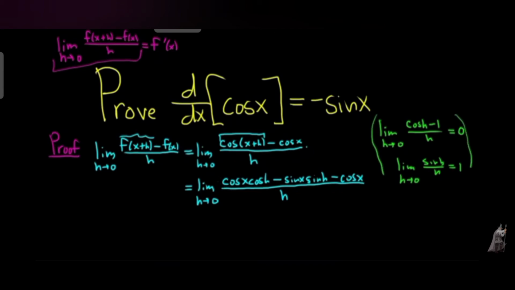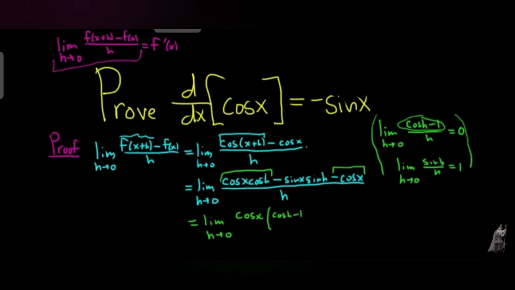So the goal here is to write down what we have using these limits. Let's look here. We have cosine x cosine h and then minus cosine x. So we can pull out a cosine x from this and we'll get cosine h minus 1, which is precisely the top of this limit here. So this is equal to the limit as h approaches 0. I'll pull out the cosine x, and then we will have cosine h minus 1, all over h. And then here we have minus sine x sine h.